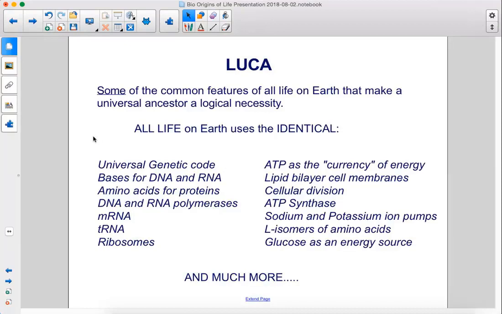logical necessity. All life on Earth uses the identical universal genetic code, basis for DNA and RNA, amino acids for proteins, DNA and RNA polymerases, mRNA, tRNA, ribosomes, ATP as the currency of energy, lipid bilayers, cell membranes, cellular division, ATP synthase, sodium and potassium ion pumps, L-isomers of amino acids, glucose as an energy source, and much more.